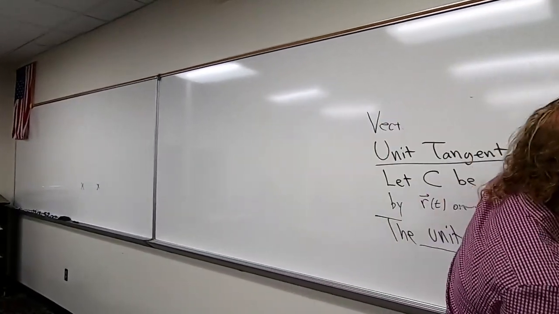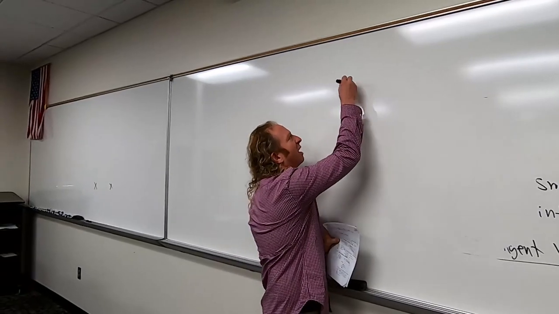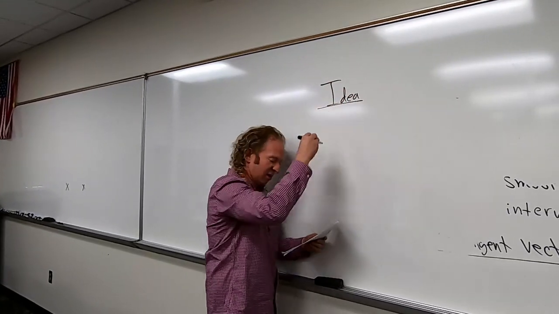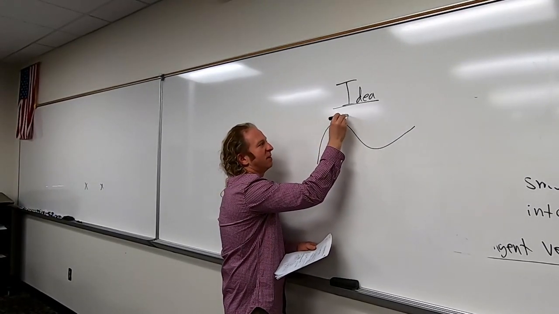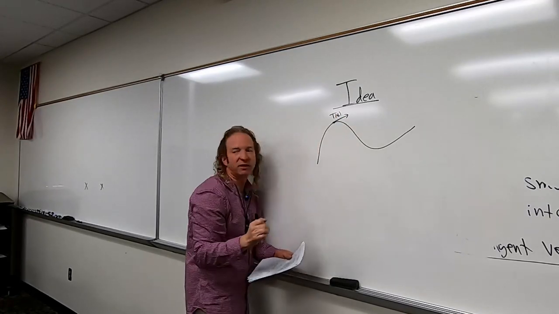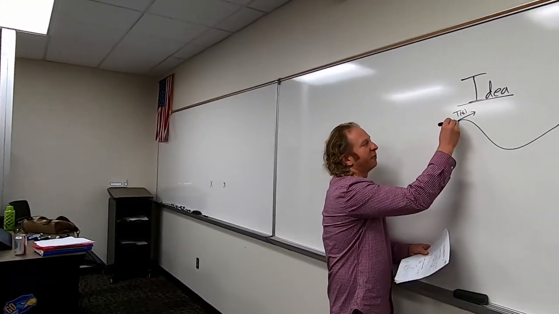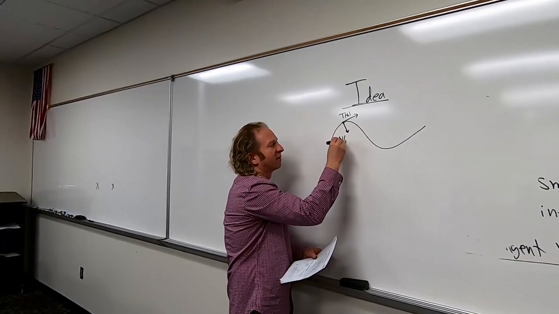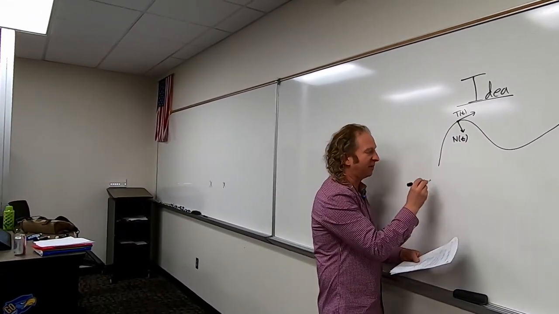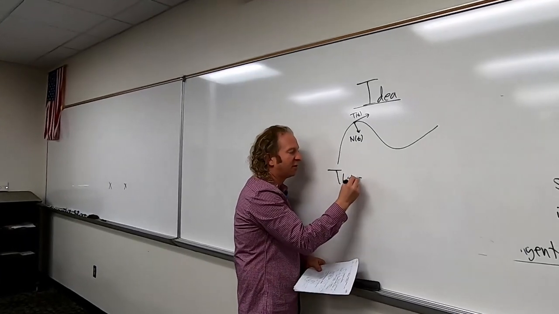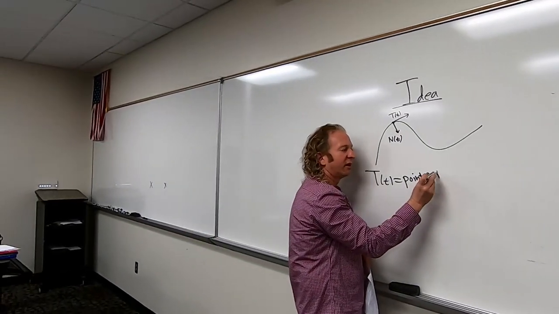So let me give you a picture so you see what all this means. Here's the idea behind these two concepts. We have a curve like this. If I pick a point here, this is maybe T(t). T(t) is the tangent vector, the velocity vector that's been normalized. And then this here would be N(t). It's perpendicular to T(t). See that? T(t) points in the direction the object is moving.